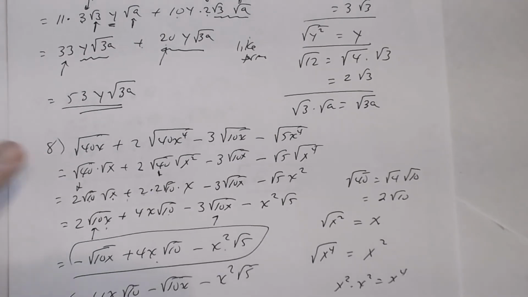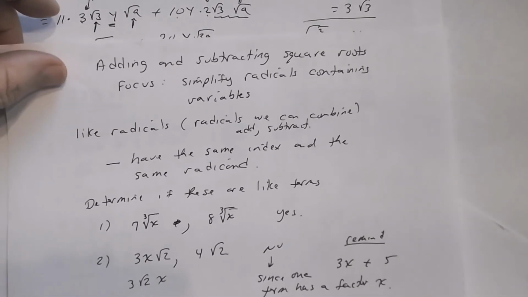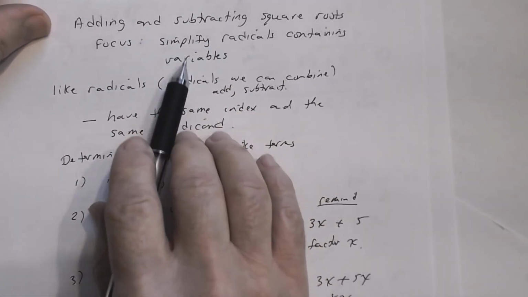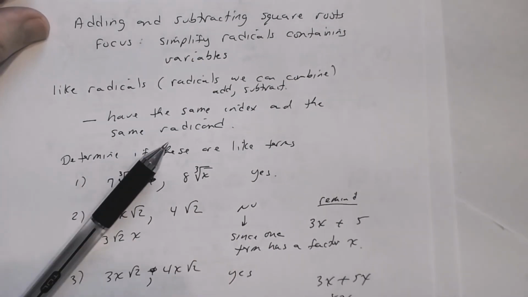Okay? All right, so that is the lesson that dealt with simplifying, adding and subtracting square roots in which we had variables involved. Okay? All right, so that's the end of this lesson.